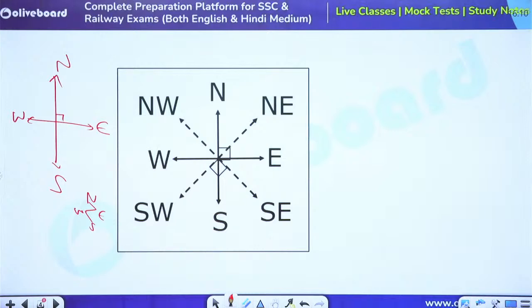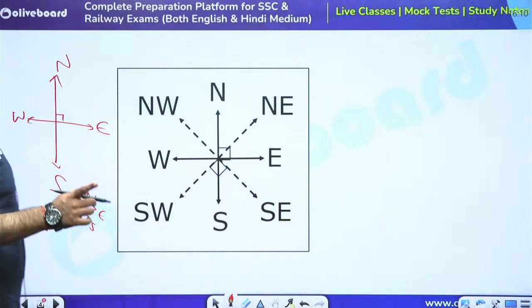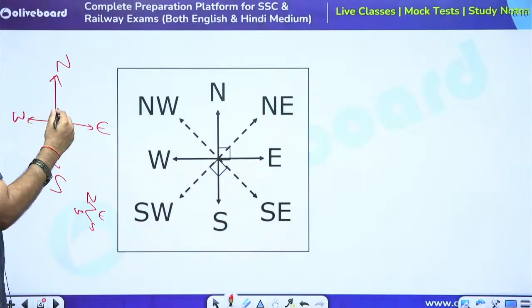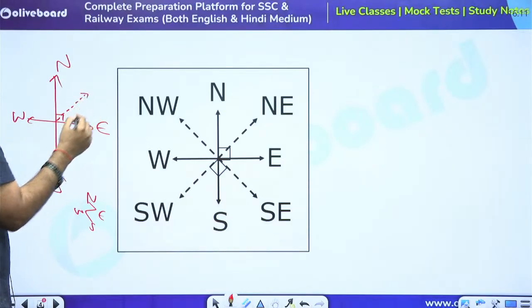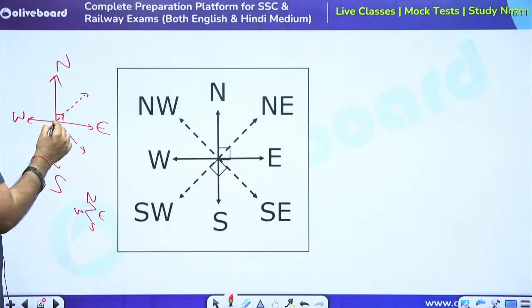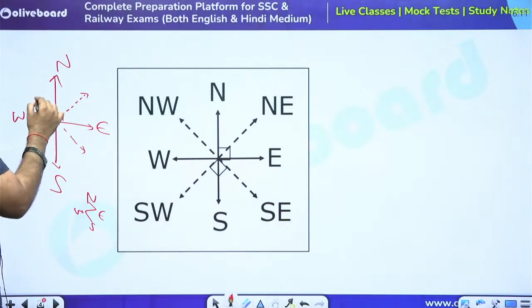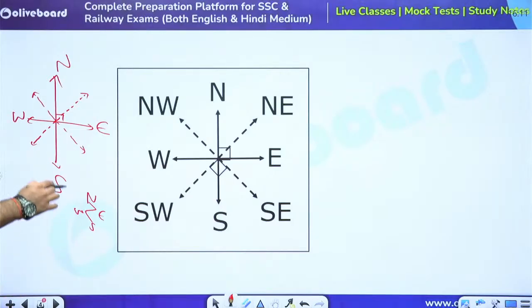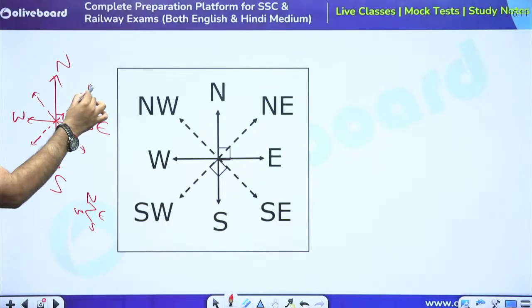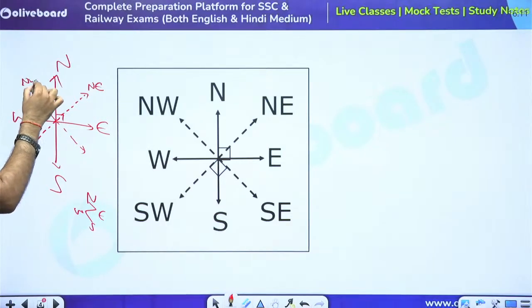Now, apart from these 4 main directions, we have 4 cardinal directions. Cardinal means sub-directions. So, between each of these main directions, there lies a sub-direction. So, this is a sub-direction, sub-direction, sub-direction, sub-direction. And how are these sub-directions named? Primarily the name of the vertical direction will be written and then the horizontal. So we'll have northeast, northwest, we have southeast, southwest. This is how they are named.